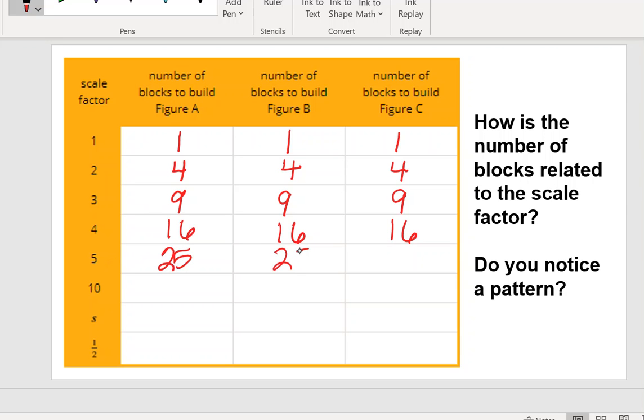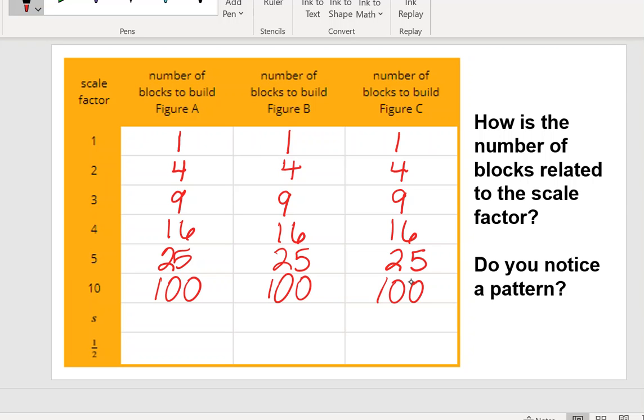No matter which shape I am trying to build, it's going to take 25 pieces to recreate a scaled copy of that. If the scale factor is 10, 10 times 10, we would have to use 100 blocks to recreate a scaled copy, and 100 triangles, and 100 trapezoids. That would be a really big figure to have to work with. So the thing that we're noticing is that whatever the scale factor is, you square it, or multiply it times itself, to figure out how many blocks it would take to build that.